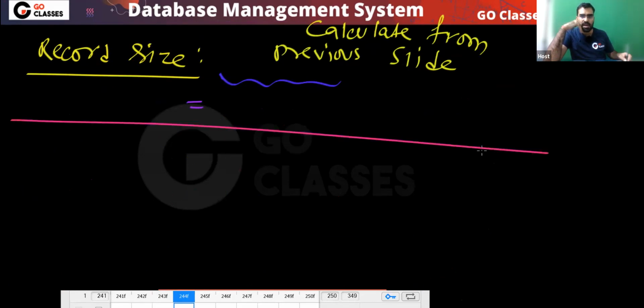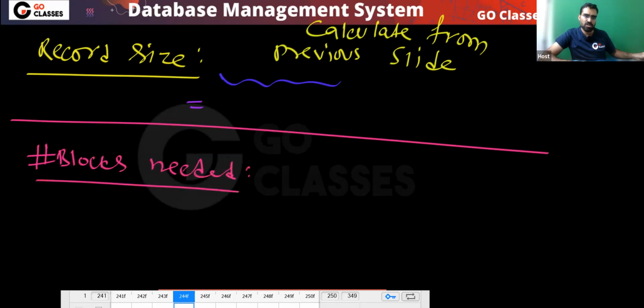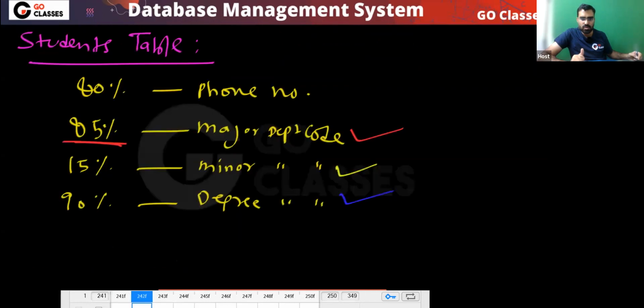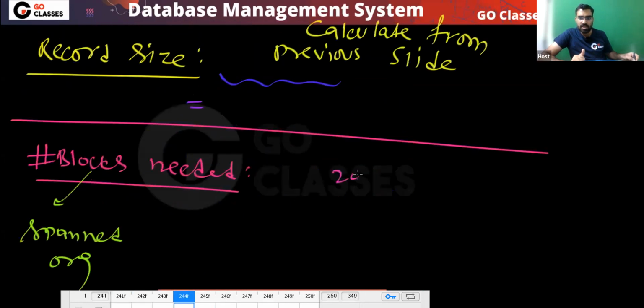Anyway, what is the number of blocks needed? Remember your spanned organization. The header size is also given to you, so this becomes very easy. How many blocks are needed? You have 20,000 records, correct? You can multiply 20,000 records with the record size.